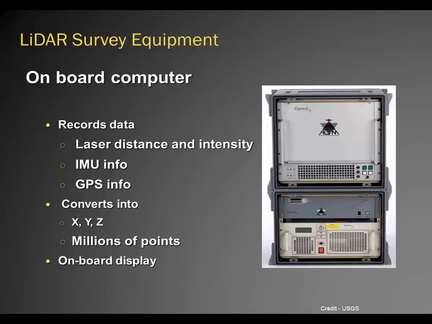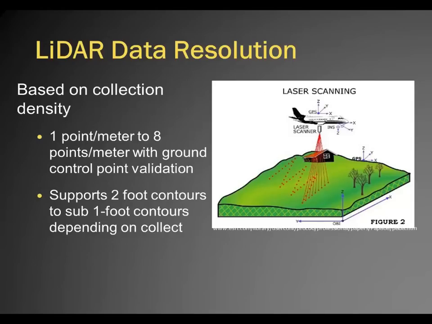There are millions of points. It's a very dense collection. The density is determined based on how many signals are sent out, and we're talking about 15,000 per second. As it flies over, scanning back and forth, it's able to support, depending on the system, sub-foot to 2-foot contours. So very detailed elevation information with about 1 to 8 points per meter. And we have validation methods to check and control this, so we know exactly what is being collected.